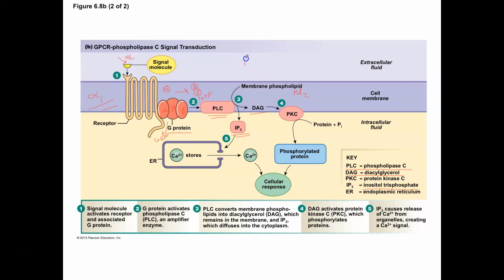So PIP2, if you're looking at the functionality of phospholipase C, is taking this membrane phospholipid, PIP2, and converting it into IP3 plus DAG. Okay, so you're getting two molecules for the price of one. You're taking PIP2 and making inositol triphosphate and diacylglycerol. Once you make inositol triphosphate and diacylglycerol, those molecules can go on to do work.